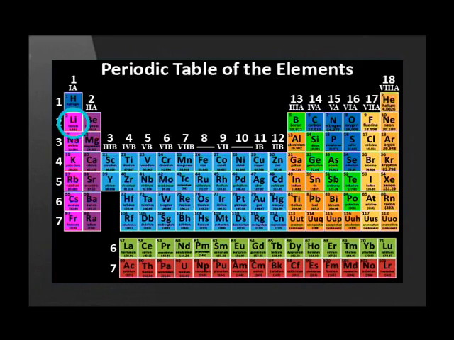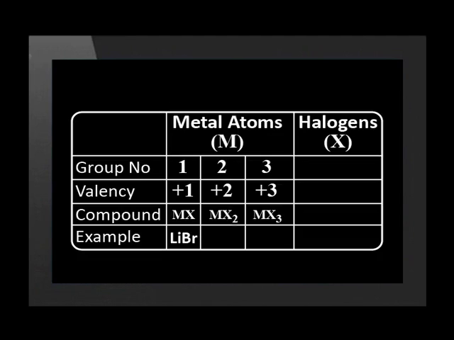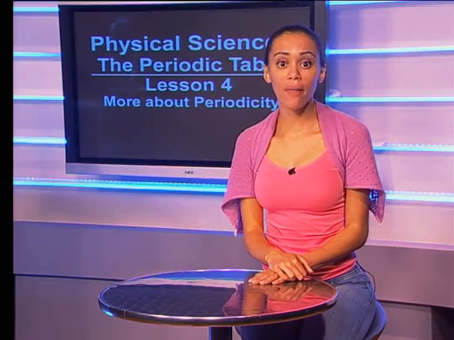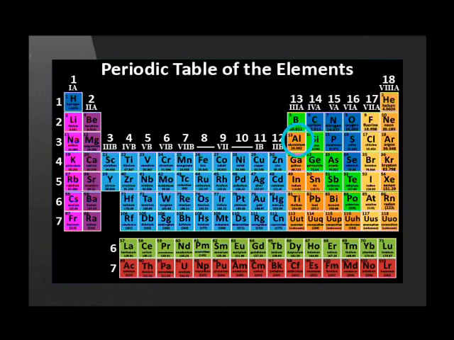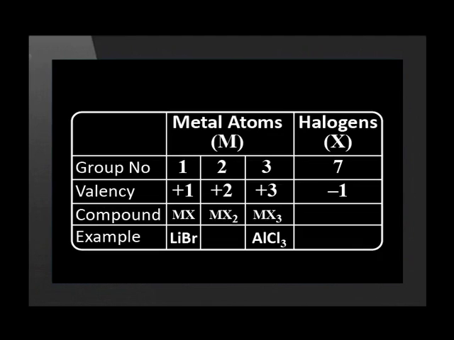Let us look at an example of what happens when lithium in group 1 combines with bromine, which is a halogen. We now know that when we combine a metal from group 1 and a halogen, the formula is MX. Therefore, it is easy to see that the formula for lithium bromide is LiBr. Here is another example. Work out the formula for aluminium chloride. Since aluminium is in group 3, it has a valency of 3. When we combine an element from group 3 with the halogen, the formula is MX3. Therefore, we write aluminium chloride as AlCl3.